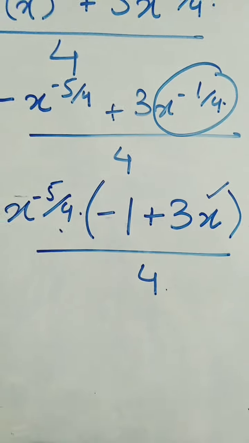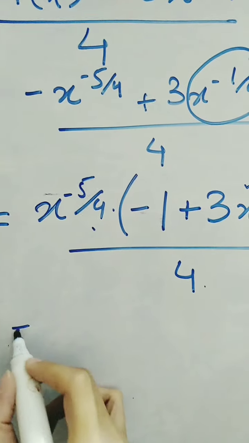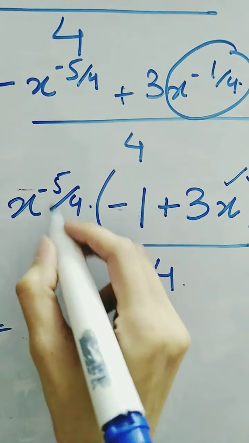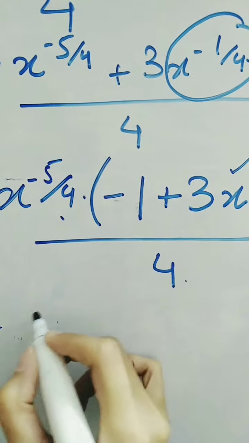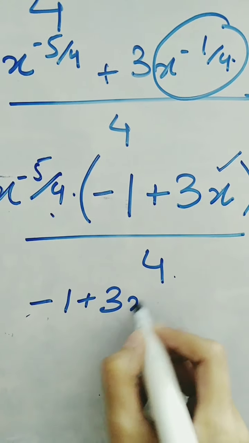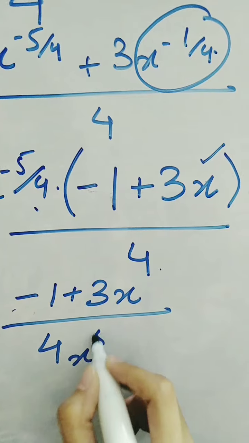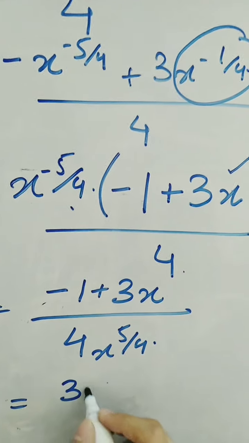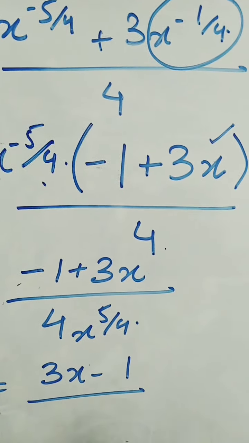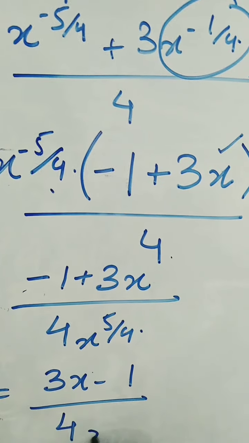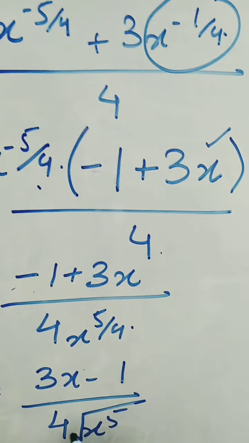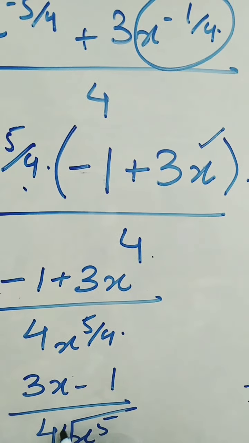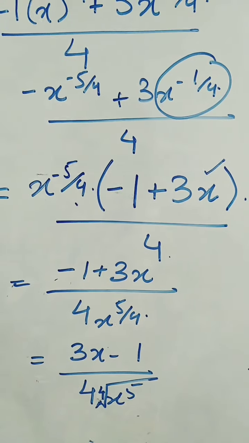Now we will solve this question further, and we will take this x to the power 5 over 4 into the denominator, and we will have minus 1 plus 3x over x to the power 5 over 4, or we can write it as 3x minus 1 over the fourth root of x to the power 5. And this is our answer for the given function.